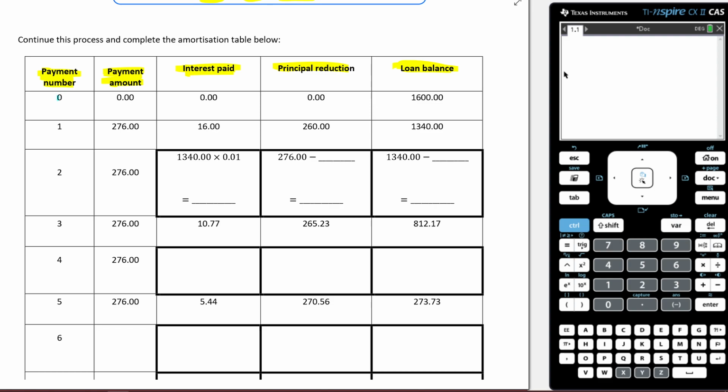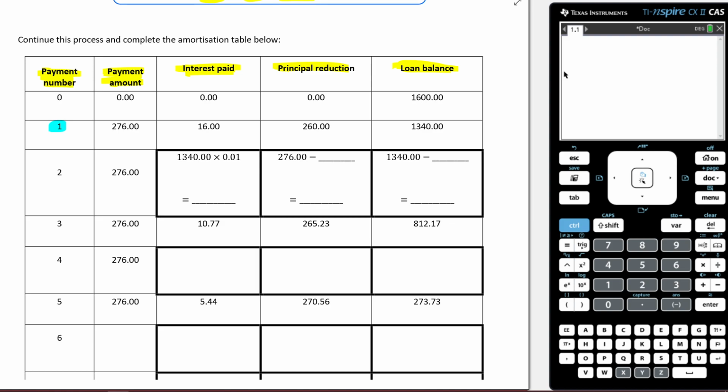You've got the payment number, 0. So this is when you haven't made any payments at all. So the payment amount is 0, the interest being paid is 0, the principal reduction is 0, and the loan balance is $1,600 because that's how much you have taken out. So that's our first line there. Let's now go to our next line.